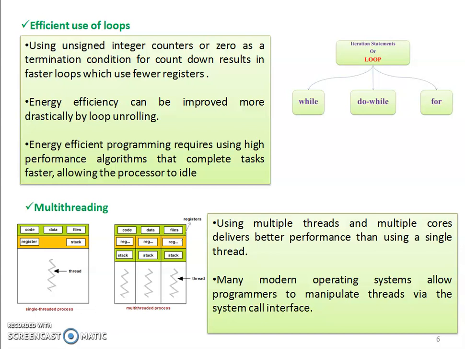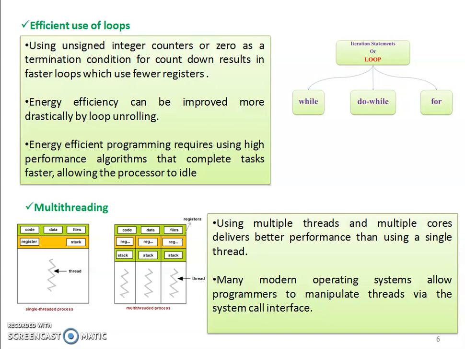Now the second one is efficient use of loops. Designing loops by following some simple rules can lead to important energy savings. For instance, using unsigned integer counters or 0 as a termination condition for a countdown results in faster loops which use fewer registers. Energy efficiency can be improved more drastically by loop unrolling. Now, loop unrolling is defined as combining the instructions that are called in multiple iterations of the loop into a single iteration. Loop unrolling reduces the comparison and testing overhead associated with the loop.